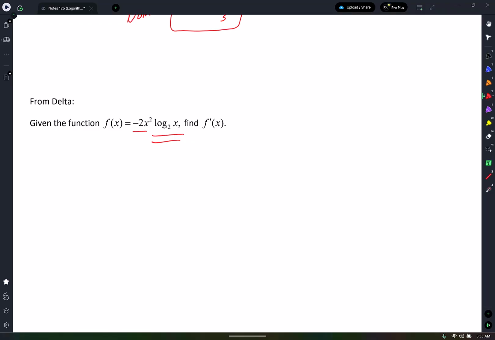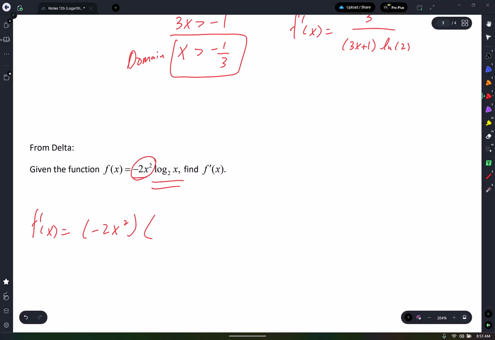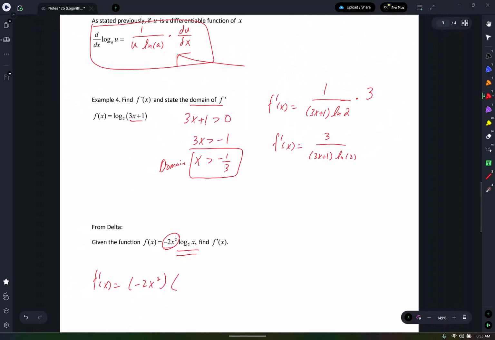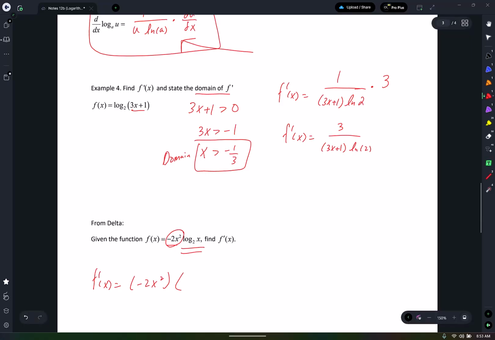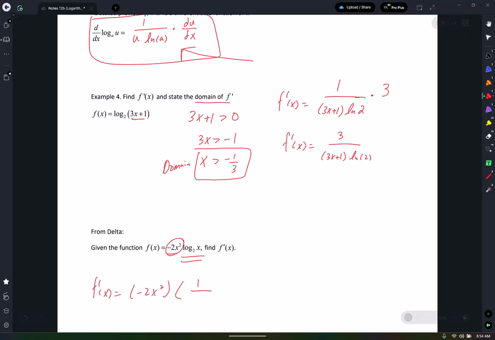You guys ready? So f prime of x equals first. So negative 2x squared. I'm putting the negative with the 2x squared. First times the derivative of the second. So there it is, log base 2 of x. So look, here's my formula. Let me zoom out so I can see my formula. So I'm going to write 1 over x ln of 2. You can say ln of 2 first, but usually you want to put the x in the front, times 1, so you don't have to worry about that. Plus or minus? Plus second, log base 2 of x, times the derivative of the first.